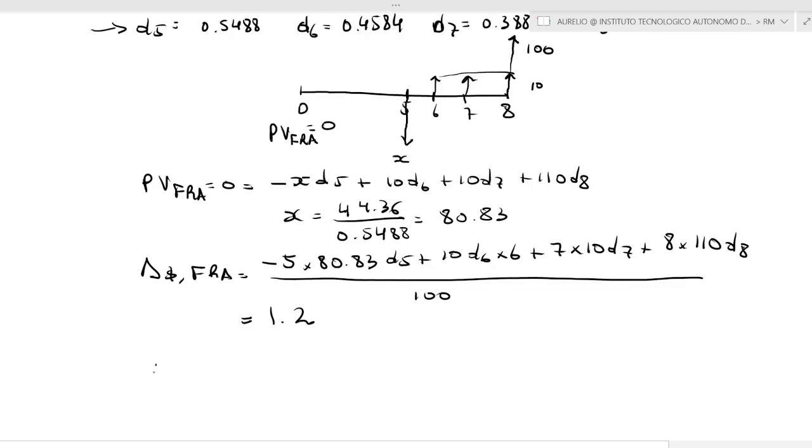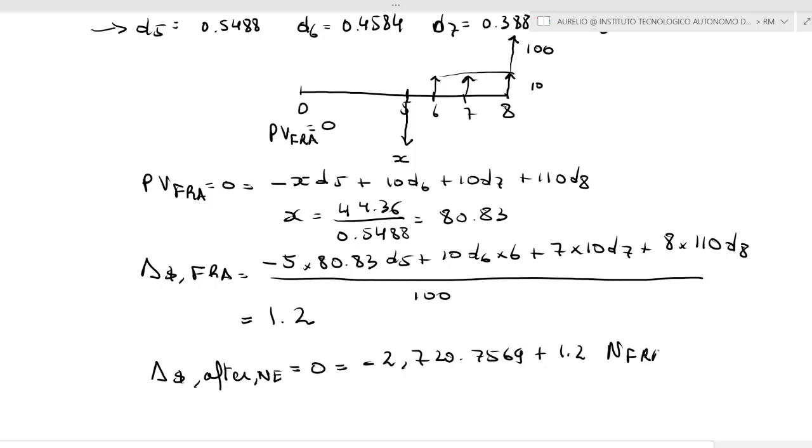Now, I want to compute the delta dollar after for my net equity. I want it to be equal to 0, and so according to the equation it is delta before, which is the liability, 2,720.7569, plus 1.2 times the number of FRAs that I'm going to buy. So N of FRA is going to be equal to 2,166.73.